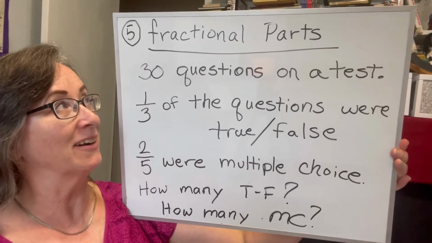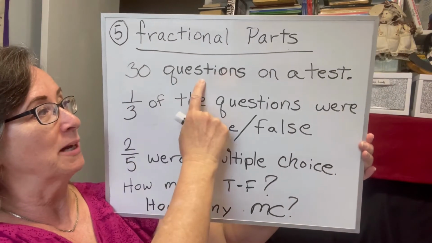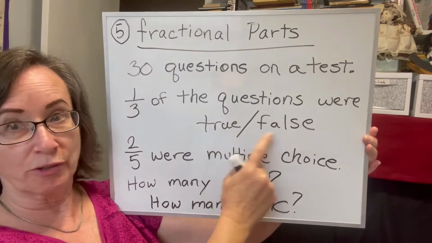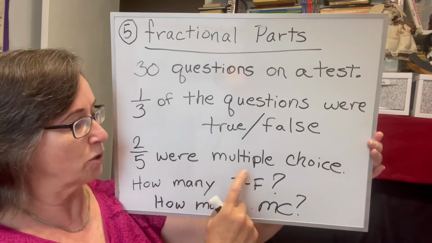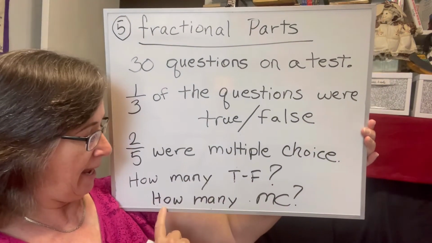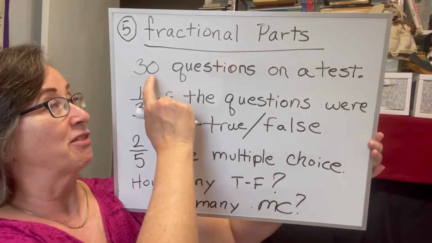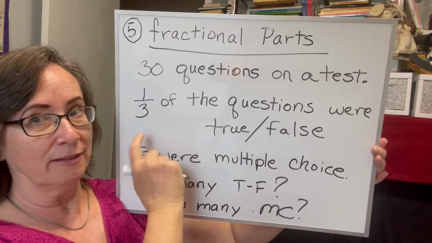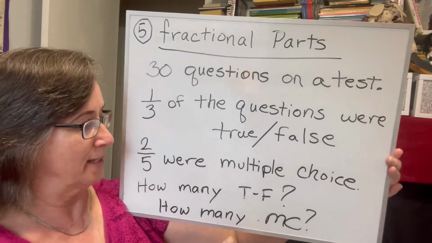Okay, so here is the next one. We are going to say 30 questions are on a test. 1/3 of the questions were true, false. 2/5 of the questions were multiple choice. How many true, false? How many multiple choice? So we have to remember that 30 altogether, 1/3 true, false, 2/5 were multiple choice. So let's work those out.